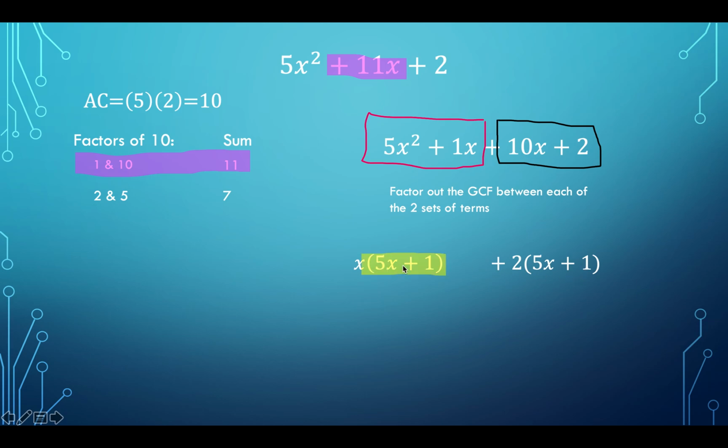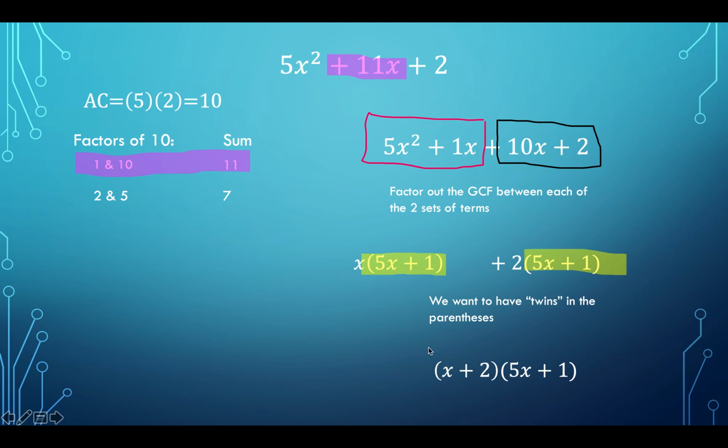So notice again, what's inside the parentheses is the same, which is good because you want that. Now we want to have twins in the parentheses. So now we're going to take one of those parentheses and rewrite it. So we have 5x plus 1. And then we're just going to take what's on the outside of each of those parentheses and write that in another set of parentheses. So x plus 2 in one, and then 5x plus 1 in the other.